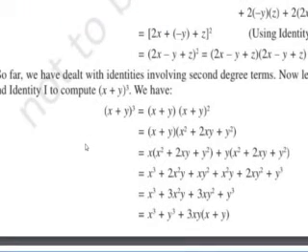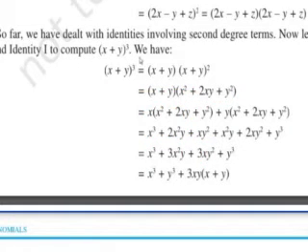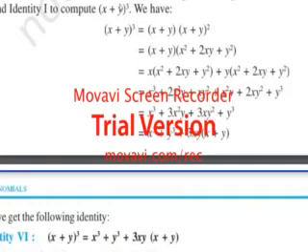Now here another formation of identity has been shown. So far we have dealt with identities involving second degree terms. Now let us extend identity to compute x plus y whole cube. You might have read the formula of a plus b whole cube. If not, here it will be x plus y whole cube. So if you see, x plus y whole cube means what? x plus y times x plus y whole square.